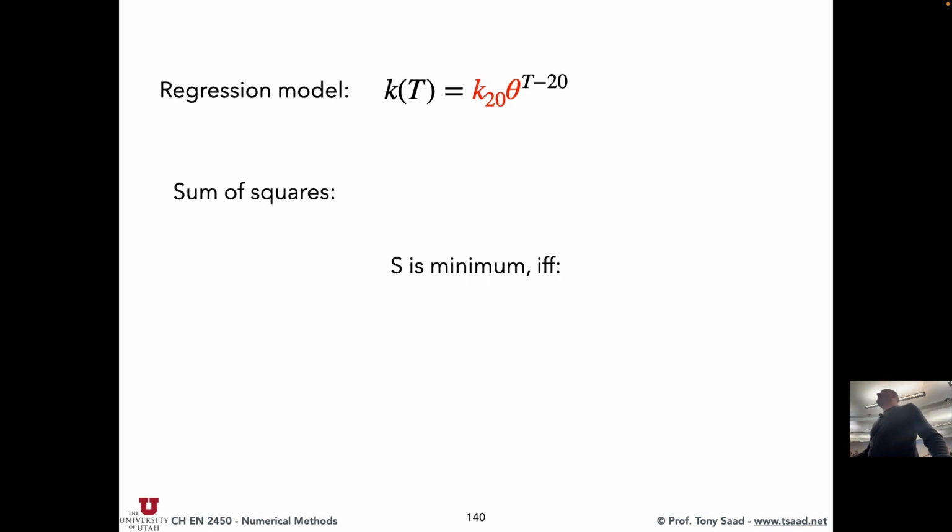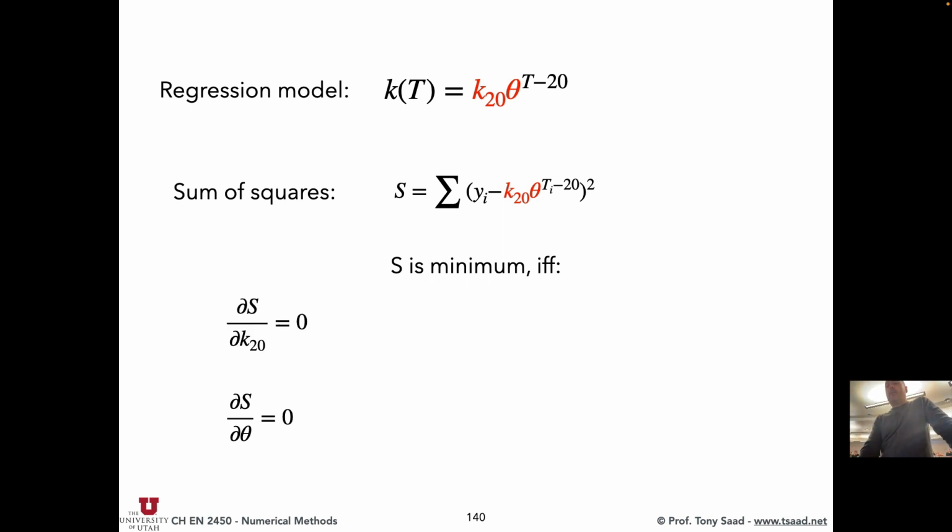K20 times theta to the power t minus 20. And in red, I'm showing the parameters that we're trying to fit. Then you define the sum of the squares. That's the first step. S is the sum of yi or ki, whatever your input y data is, minus your model evaluated at ti, or evaluated at xi, squared. Then S is minimum if its derivative with respect to each of the parameters is equal to 0. So S is minimum if dS by dk20 is 0 and dS by d theta is 0.